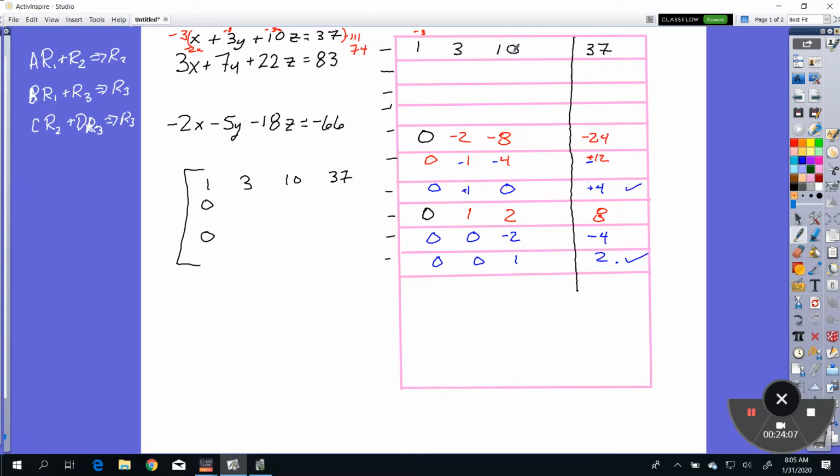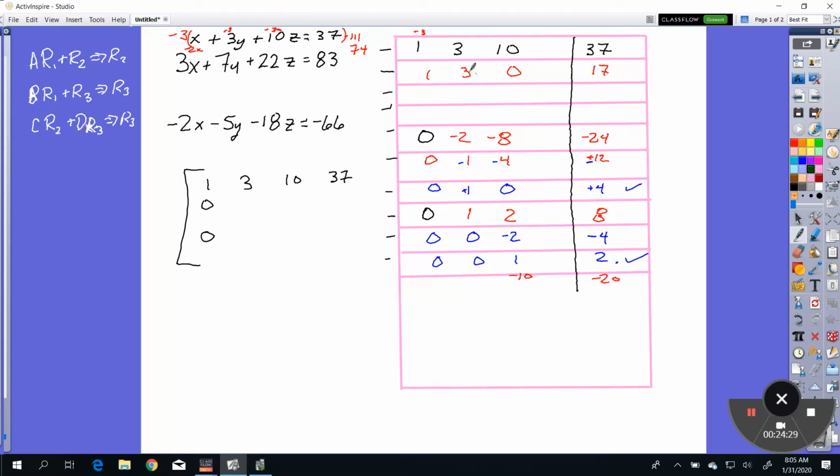Now I want this 10 to disappear. So this row is going to look like this. So I multiply this by negative 10. So that's negative 10, negative 20. I add that to the top row. So that makes that 130. Negative 20 and 37 makes 17.